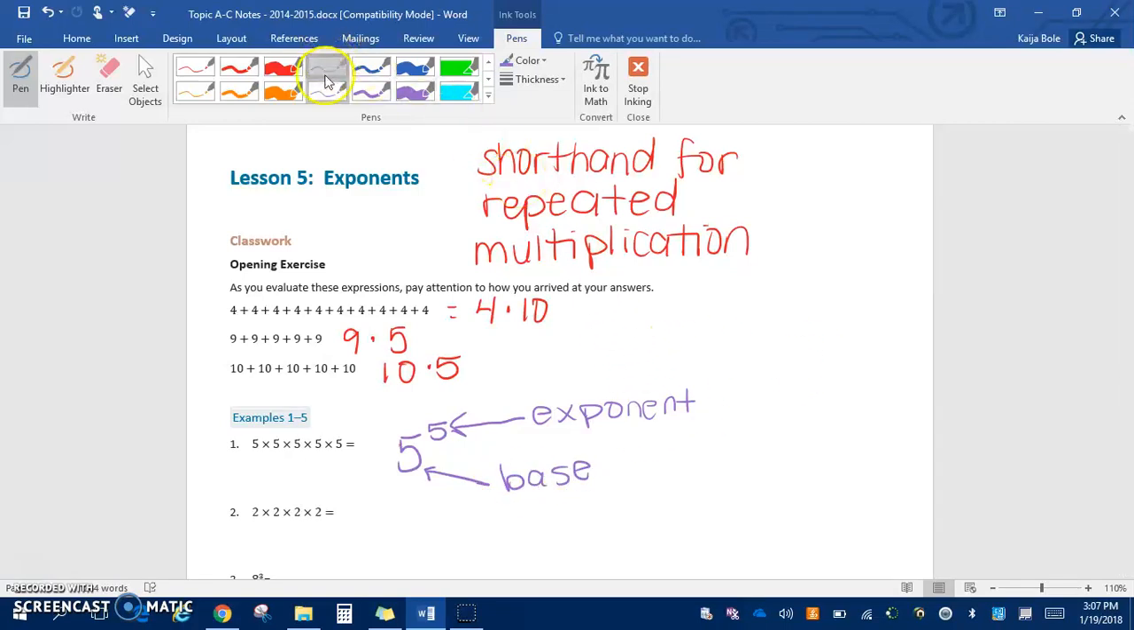Alright, and the exponent, you write this down as well. The exponent is how many times multiplied.